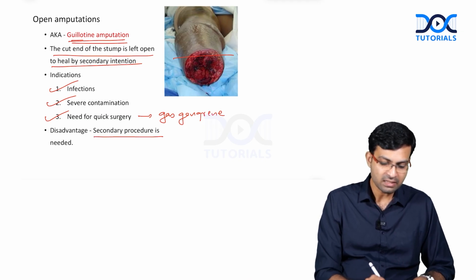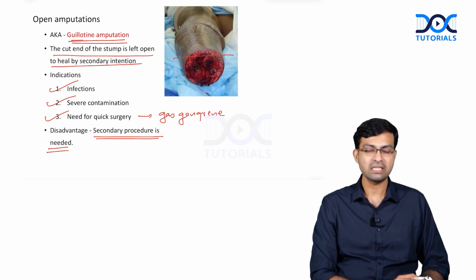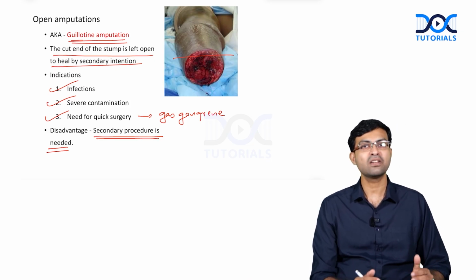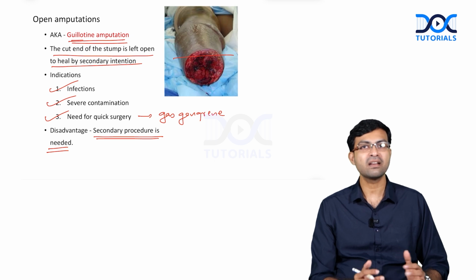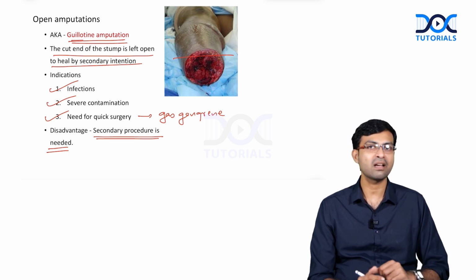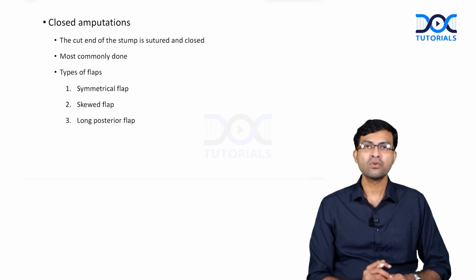The disadvantage is that you have to do a secondary procedure to close the wound. Again, you have to close it somehow, isn't it? Either you allow it to heal by secondary intention, but it will take months for that, or what you do is that you do a skin grafting on top of it. Okay. Now what is closed amputation?